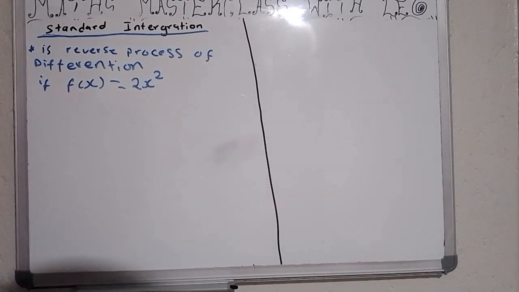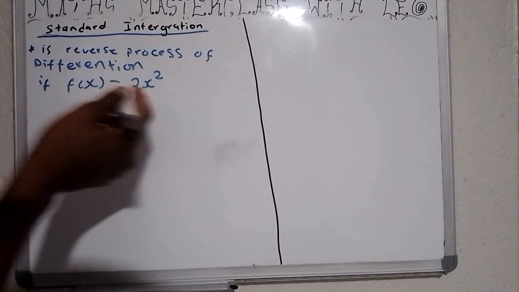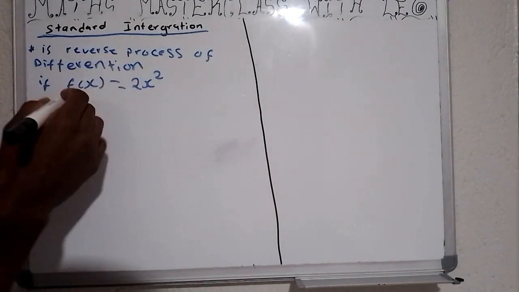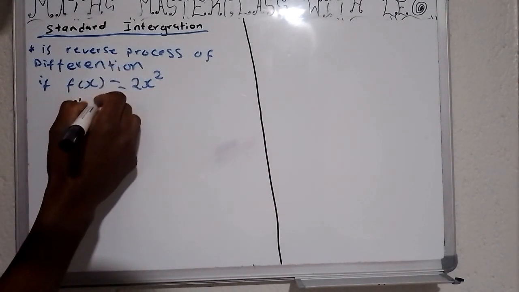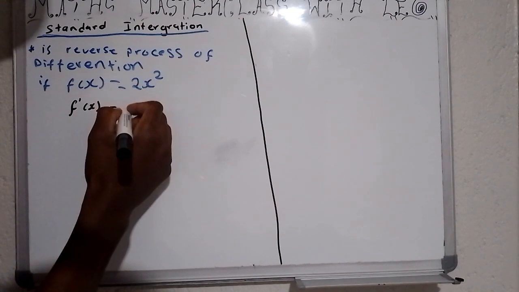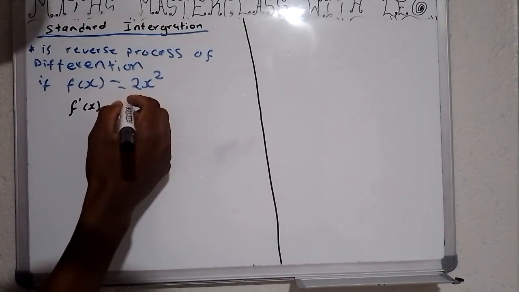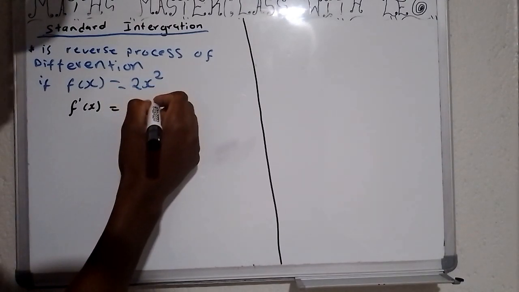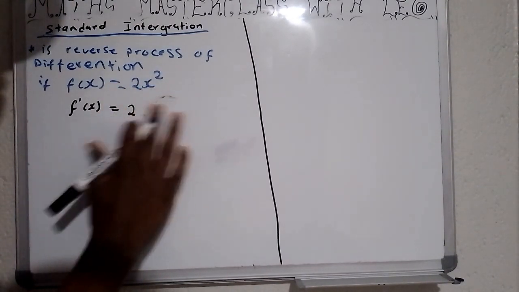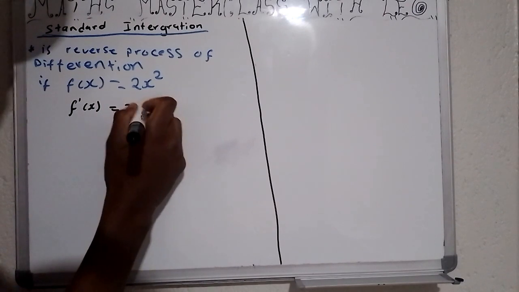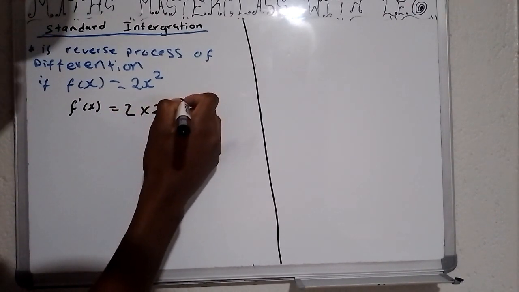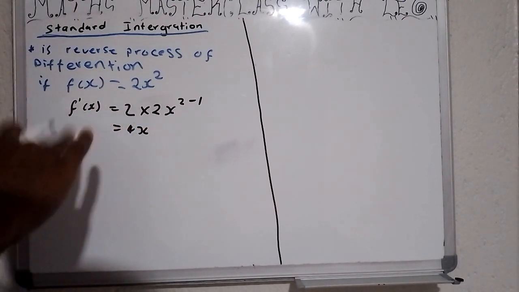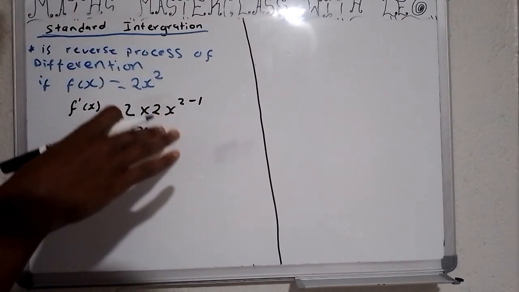If you are given f of x, logically, when you differentiate this, what are you going to get? You're going to get f dash of x, which is going to be 2 to the power 2x to the power 2 minus 1. Actually it's not 2, it's supposed to be 2 multiplied by 2x to the power 2 minus 1, right? And this will give me 4x when I differentiate.